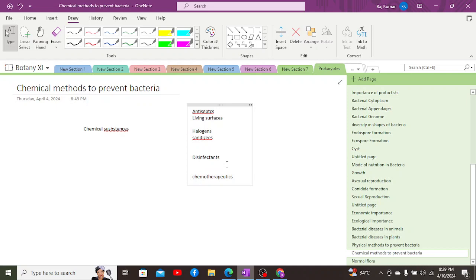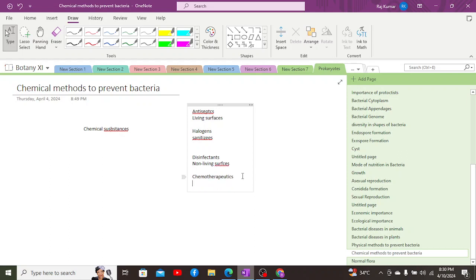But disinfectants are those chemical substances which are utilized on non-living surfaces. An ideal disinfectant is the one which kills all microorganisms in the shortest possible time without damaging the material treated.